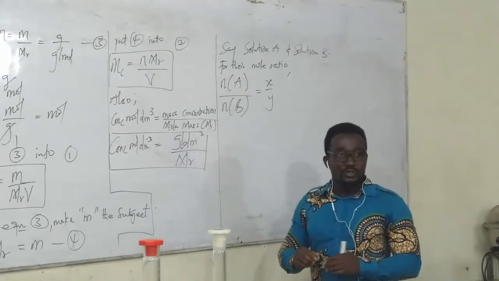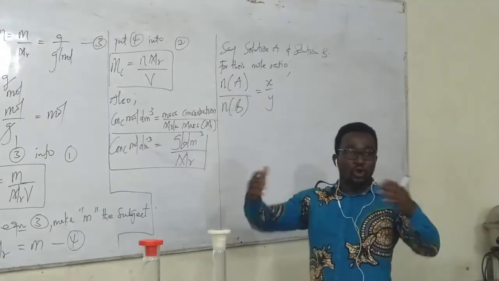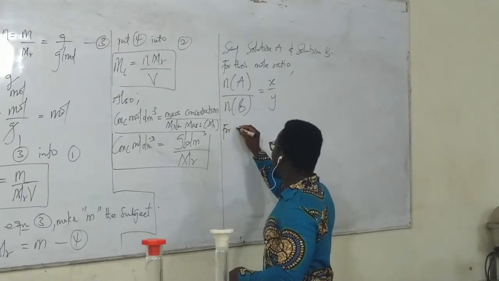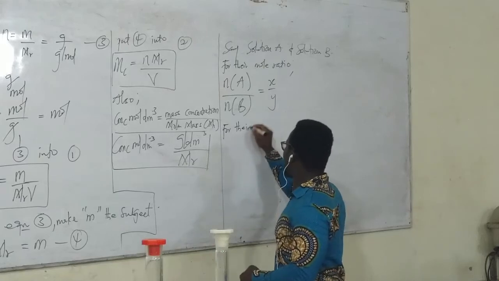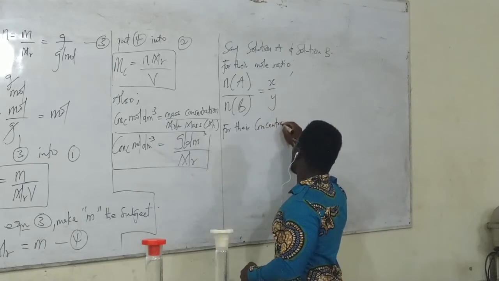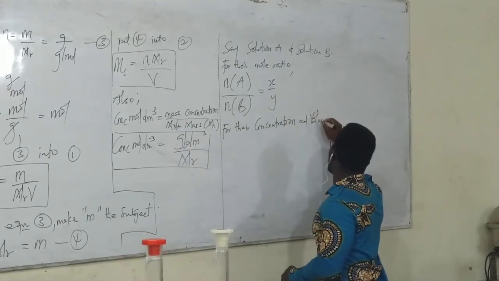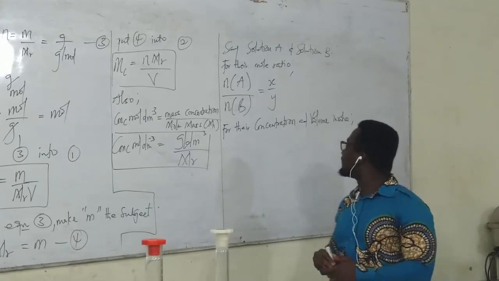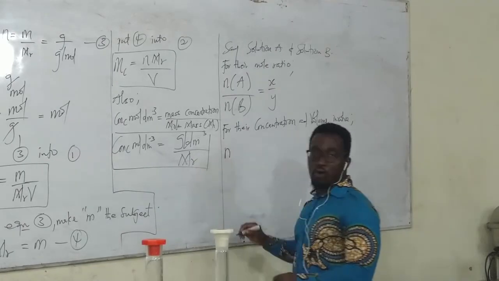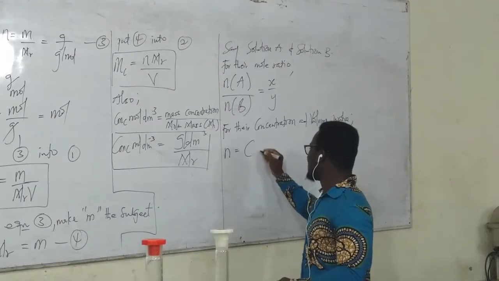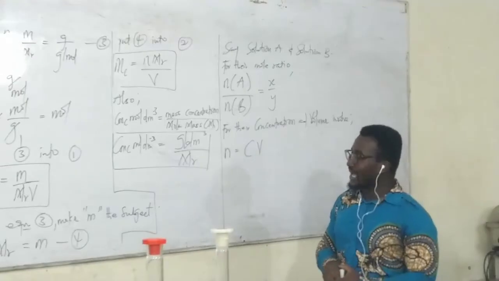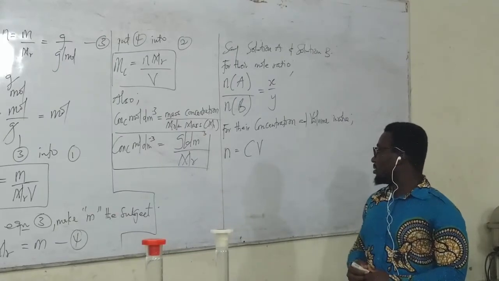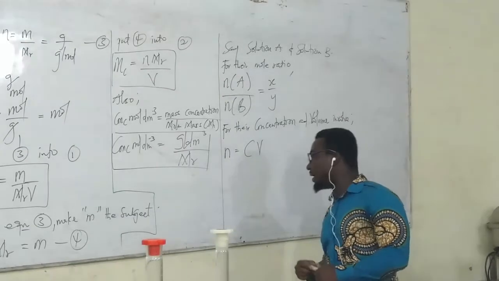Now, once we have considered their moles, let's also look at when you have their mole concentration involved. So, for their concentration and volume involved, we will look at moles, which will be equal to concentration times volume. So that is if you make equation one the subject, that is number of moles the subject, you get CV, that is concentration multiplied by volume.